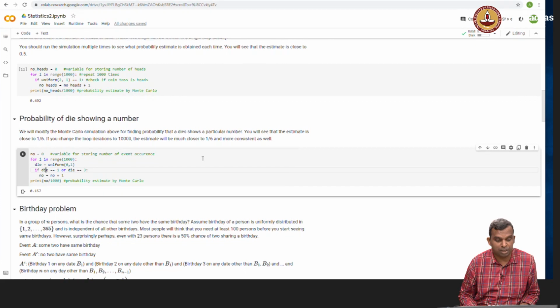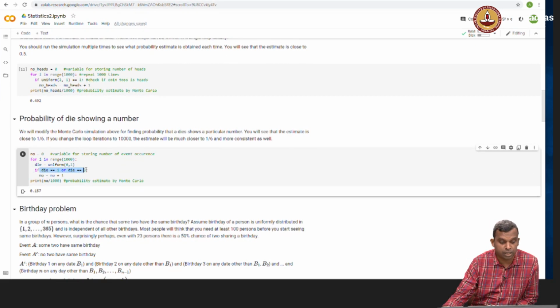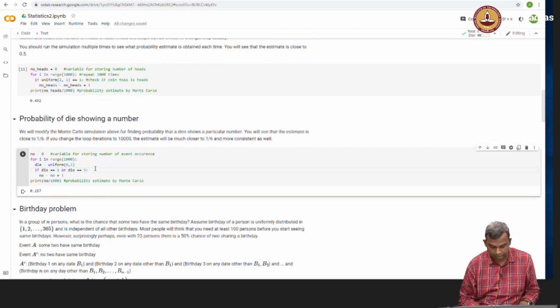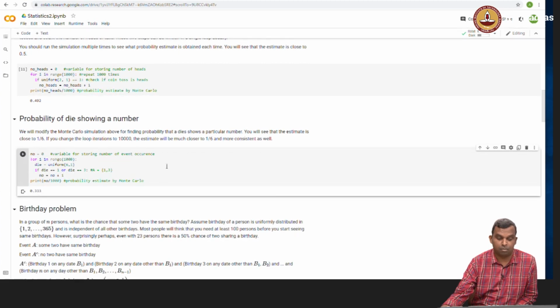So what will be this event here, die equal to 1 or die equal to 3? The event A is A equals {1, 3}, isn't it? This is the event A. Okay, so probability of A should be 1 by 3, you should get something close to 0.33. Lo and behold, you got 0.333. I mean, how more exact can it be?